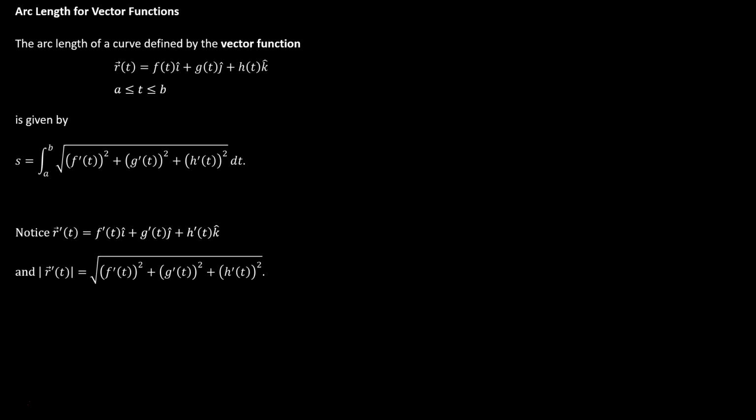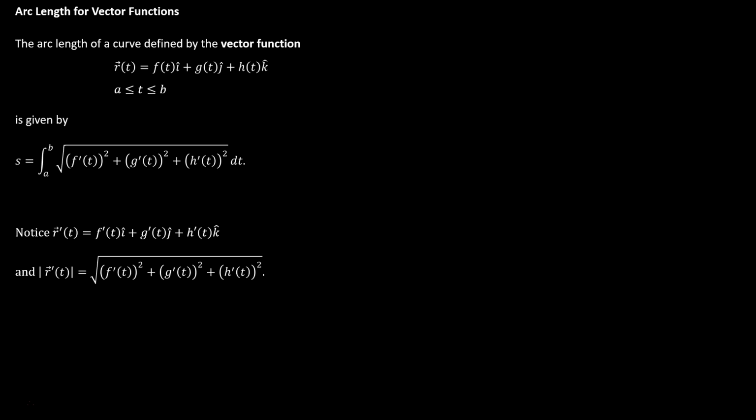But notice that there's something familiar happening here. For the vector function r, notice that the first derivative, r prime, is the derivative of each of the component functions. And if I were to then take the magnitude of that first derivative, I would take each of those derivatives, f prime, g prime, h prime, I would square them, add them up, and square root them. And that looks like exactly what we have inside of that arc length formula.